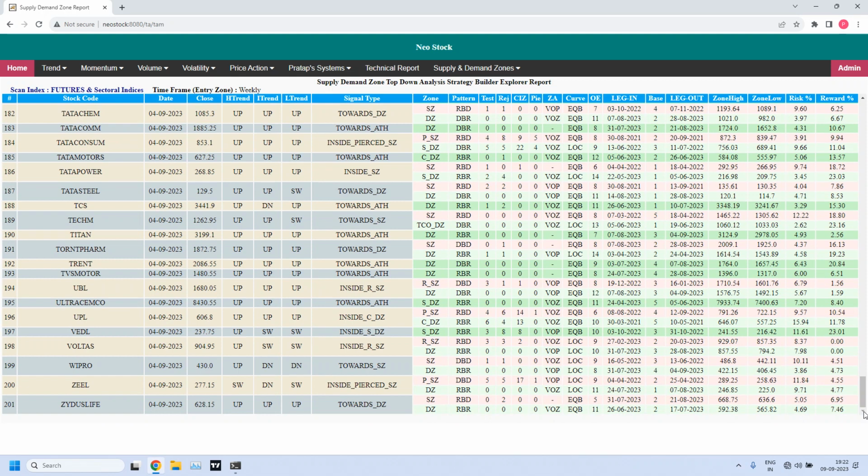So these are the weekly supply and demand zones. I wish this information will be useful for your further analysis.